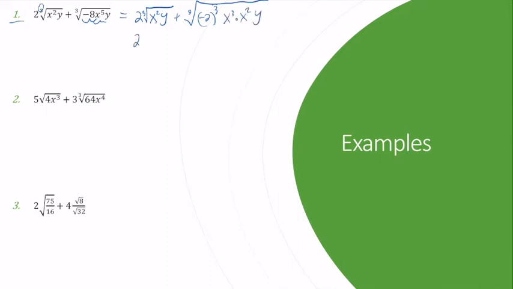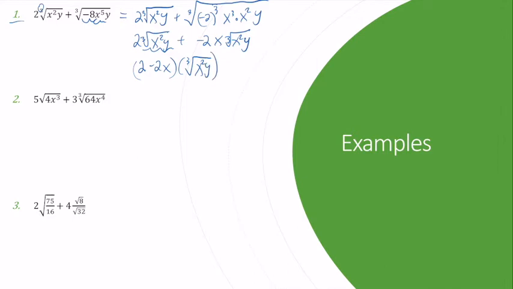So I have 2 cube root of x squared y plus negative 2x cube root of x squared y. Well, I can't really combine like terms here because I've got a 2 and a negative 2x, but I could factor out the greatest common factor, which is the cube root of x squared y. So I've got 2 minus 2x times the cube root of x squared y.